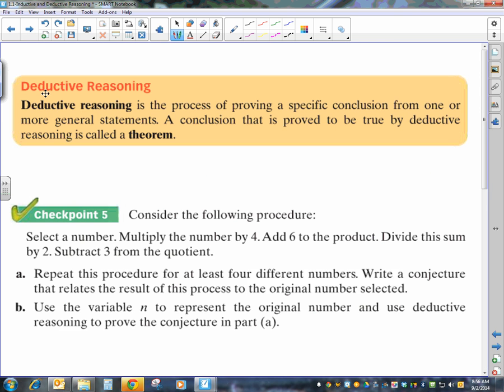Okay, the other kind of reasoning we have is deductive reasoning, and this is the process of proving a specific conclusion from one or more general statements. And y'all used it a lot last year in geometry and used theorems. Okay, so they've given us a procedure. Select a number, multiply it by 4, add 6 to the product, divide this sum by 2, subtract 3 from the quotient. So they want us to do that for 4 numbers, and then write a conjecture that relates the results of this process to the original number.